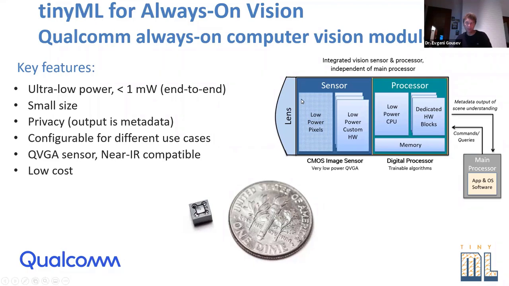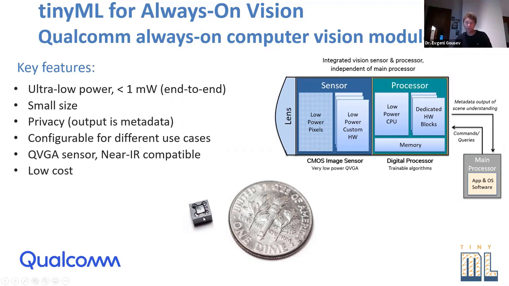It's a camera and a processor. So we have a sensor and a processor with dedicated hardware and algorithms all running there. Very small size, but the key here is that this device can operate at less than 1 watt of power, including everything, the sensor, processor, algorithms. It's really very disruptive technology.